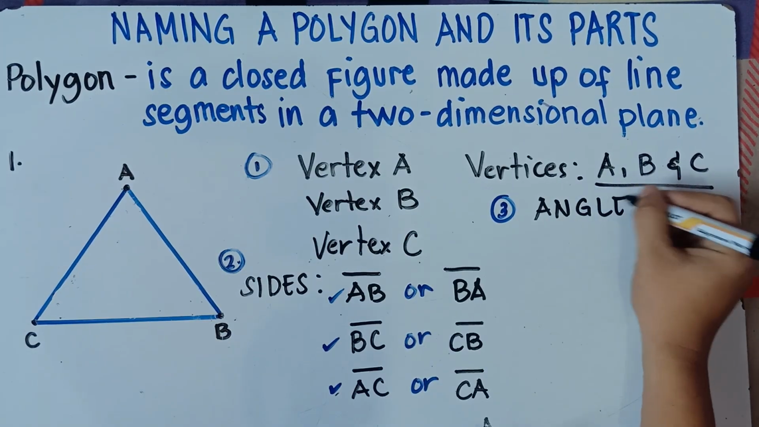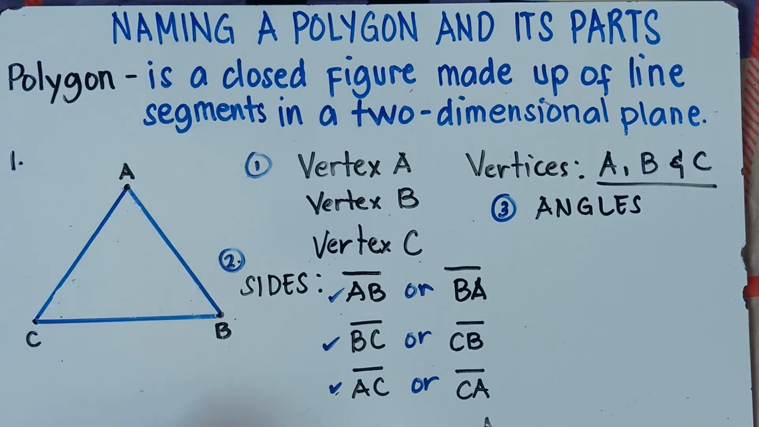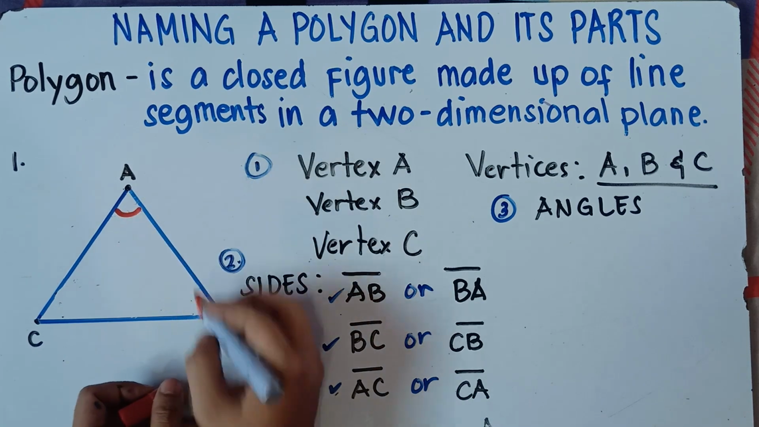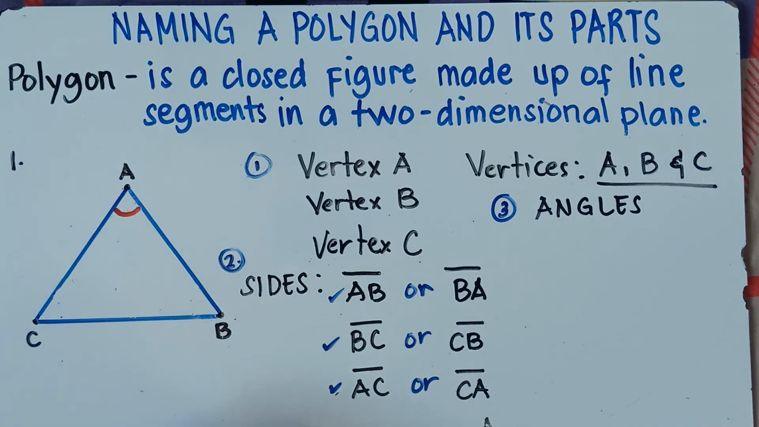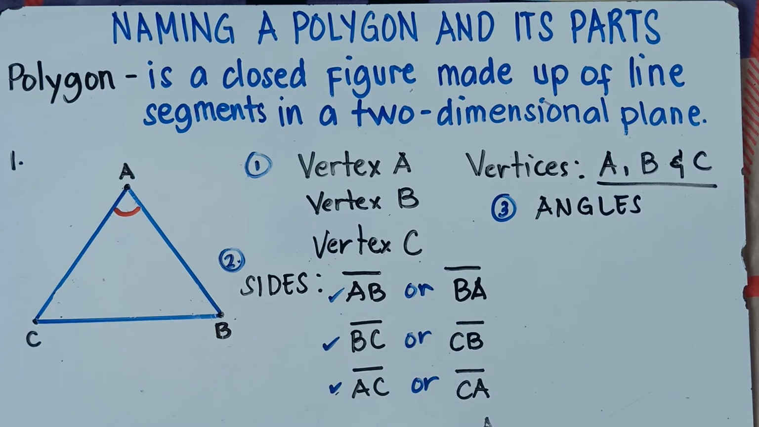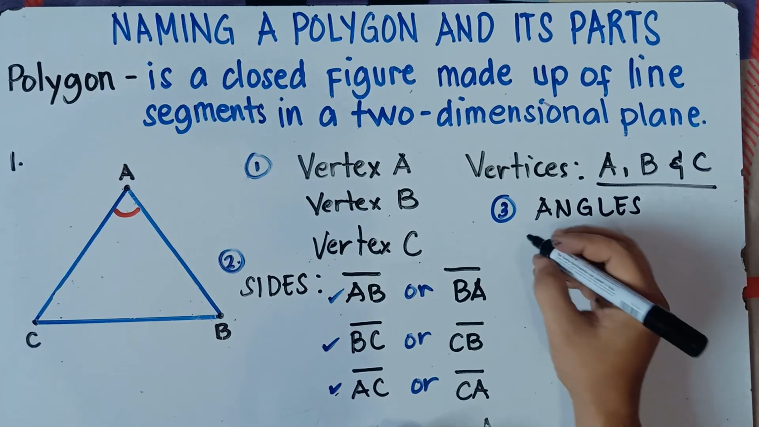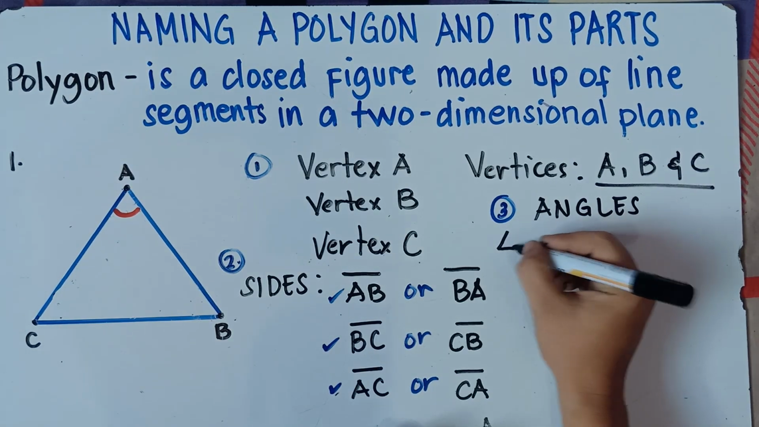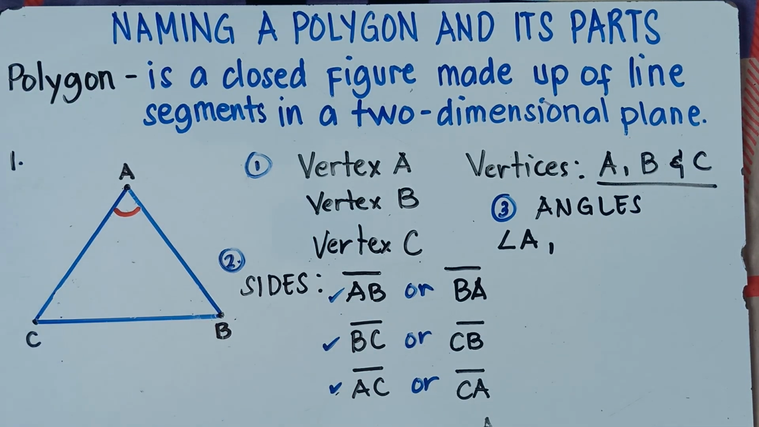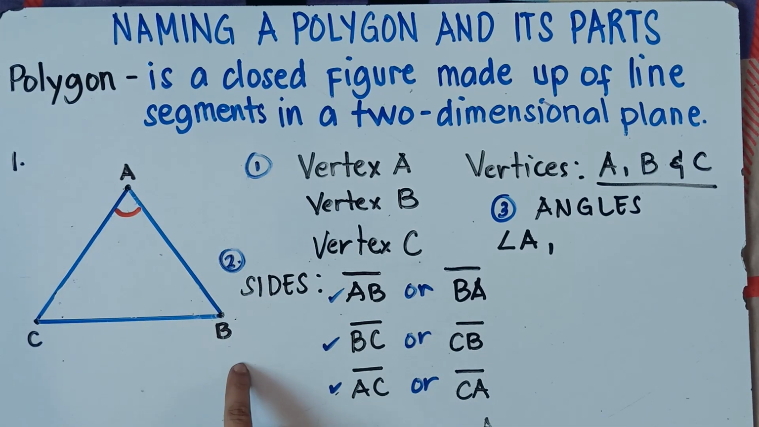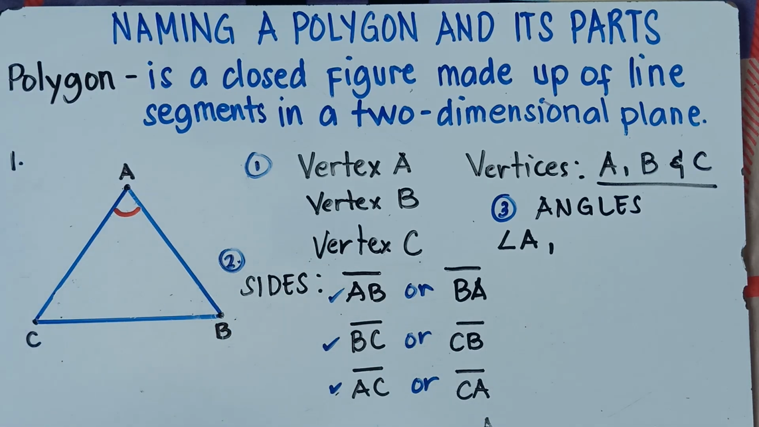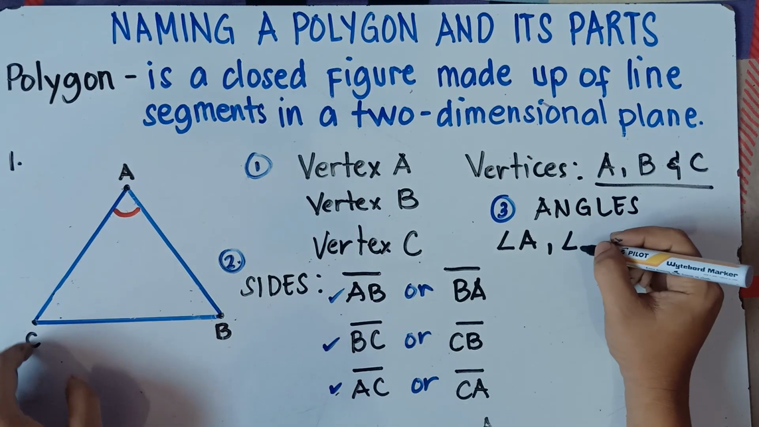Now in this given triangle, we have 3 angles. So these are the following angles. This one and this one. Let's start with this first angle. We can call this one angle A. Once again, this is the symbol for angle. We can call that one angle A. Now question, sir, can we call this one angle CAB? Yup, we can call that one angle CAB.